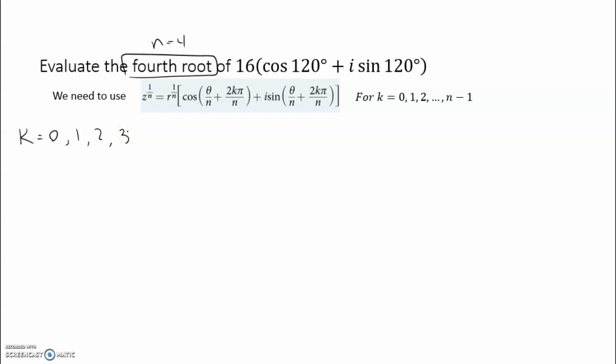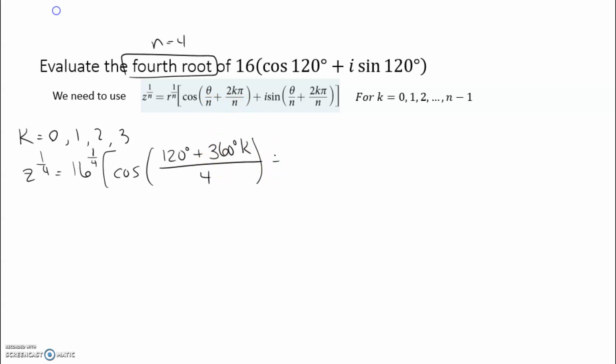Okay, so for the fourth root of a complex number, we're going to take our modulus, 16, and find the fourth root of that, and then times cosine of, okay, our angle is 120 plus 2 pi, which is the same thing as 360, k all over, okay, n is 4, plus i sine of the same thing: 120 plus 360k all over 4.